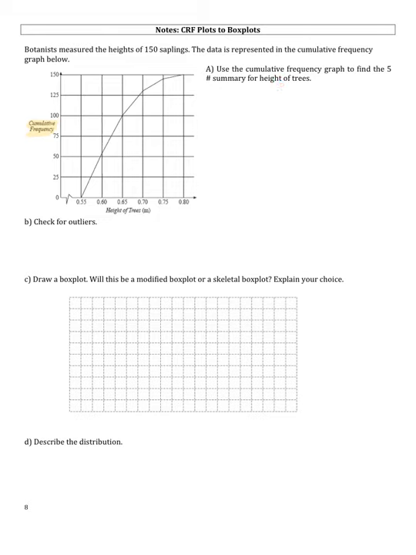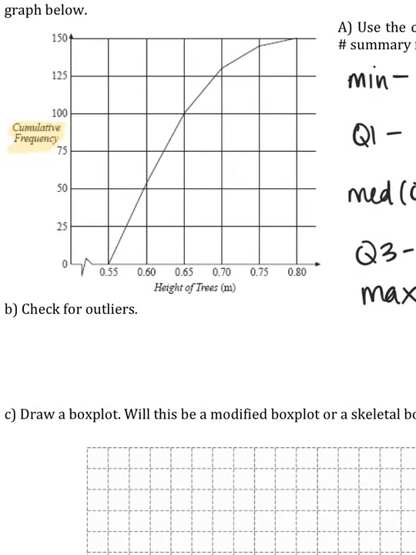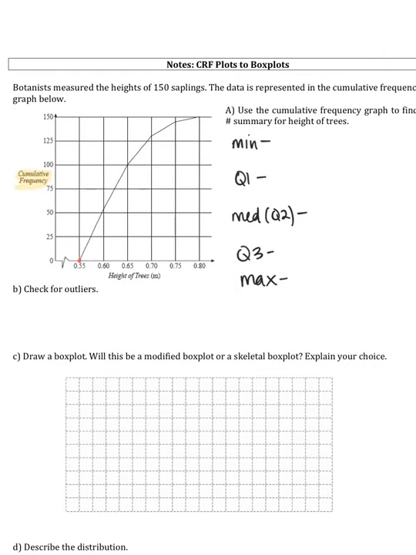Okay, so let's write up what our 5-number summary is, just in case we forgot. We're looking for our minimum, our Q1, our median or Q2, Q3, and our max. For our minimum, you can look to your graph to see where that's at. I'm going to zoom in. It's right here at 0.55. So my minimum height of my trees is 0.55.